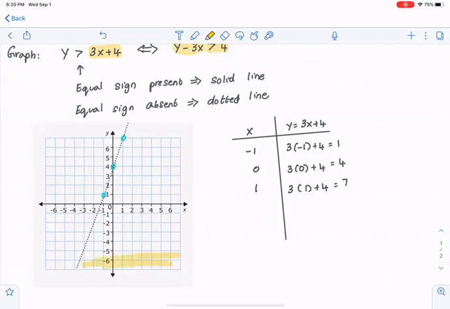The solution would be the entire area, any number that falls here will be a solution for the inequality that we have. So what do I mean by that? Again, we would have infinite possibilities. I can pick a point here, that is a solution. I can pick one there, that is a solution. I can pick one there, that is a solution. One there, that is a solution.